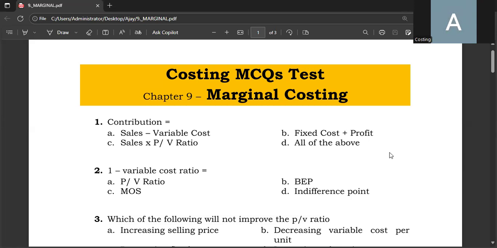Option B. Fixed cost plus profit. Option C. Sales into PV ratio. Option D. All of the above.